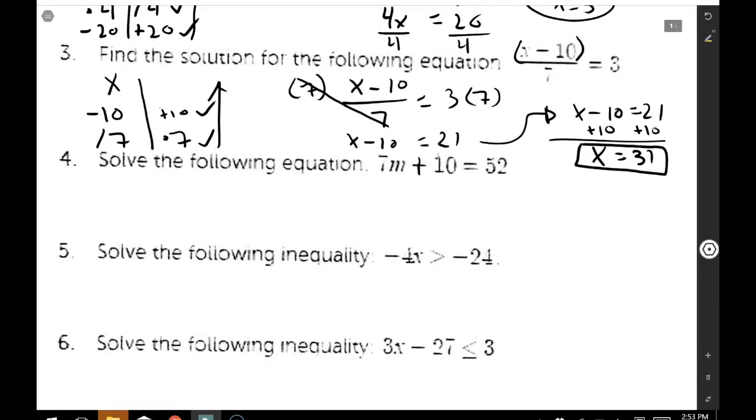Alright, next one. I have 7m plus 10 is equal to 52. Again, some number sense. We figure out something plus 10 is equal to 52. So 42. 42 plus 10 is equal to 52. Why? Because we took 52 and we subtracted 10. We went back 10. It's 42.